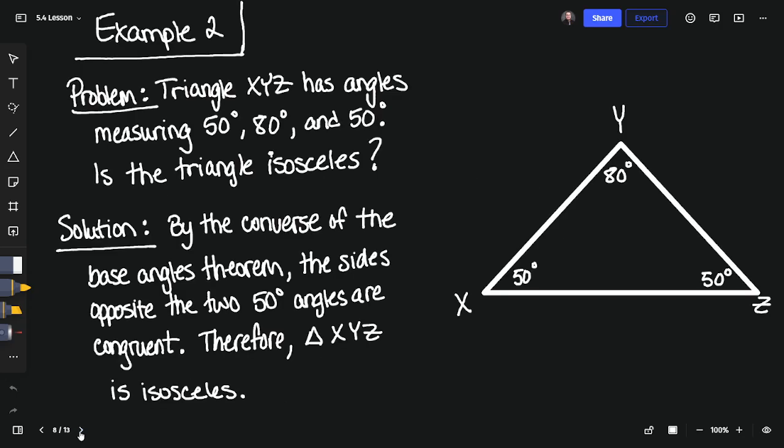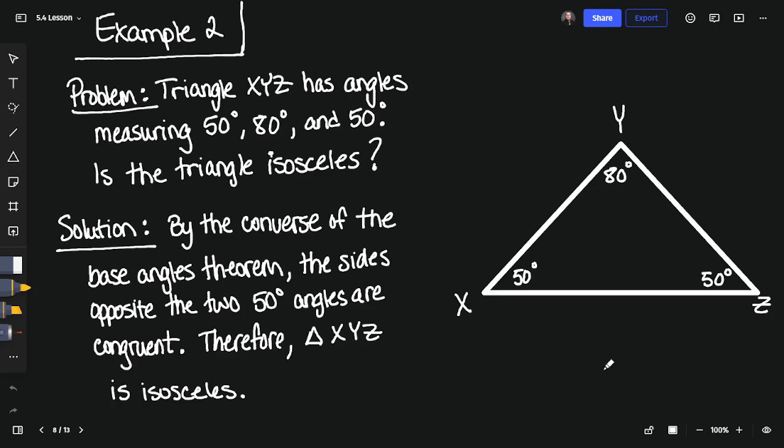In this second example, we have triangle XYZ, which we're told has angles measuring 50 degrees, 80 degrees, and 50 degrees. The question asks us, is the triangle isosceles? And again, I've given you guys a diagram over here to inspect this triangle visually. Sometimes you will get a visual diagram, sometimes you will not. If you don't, I would highly encourage everyone to draw one.